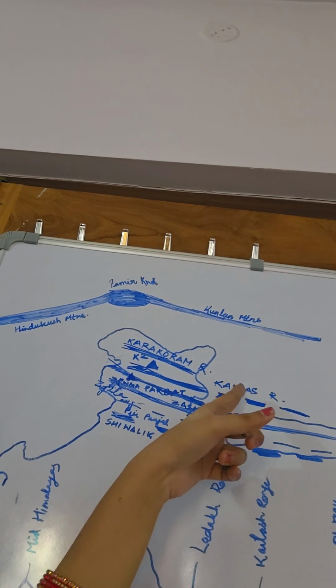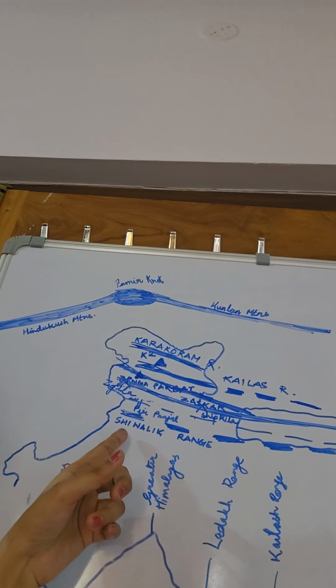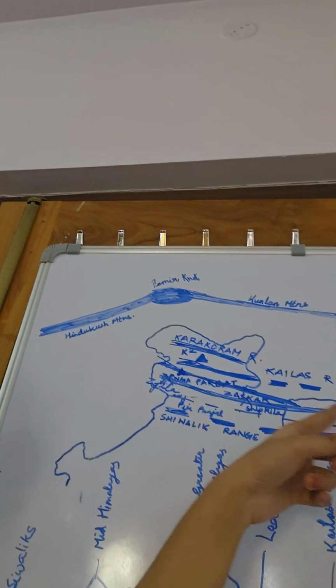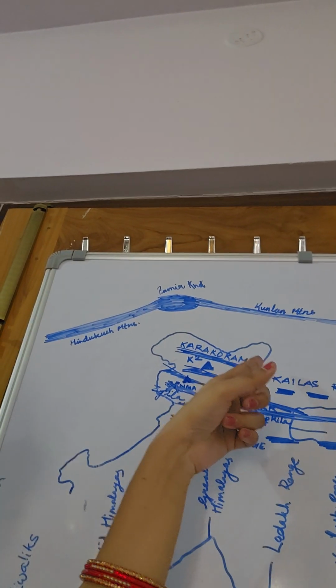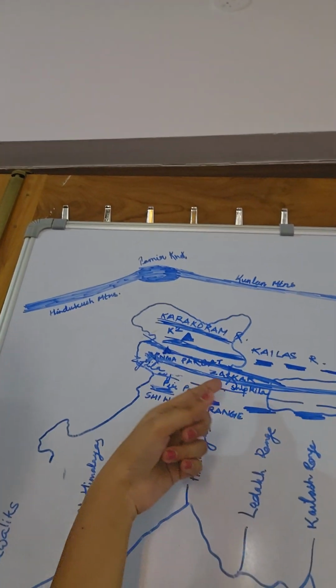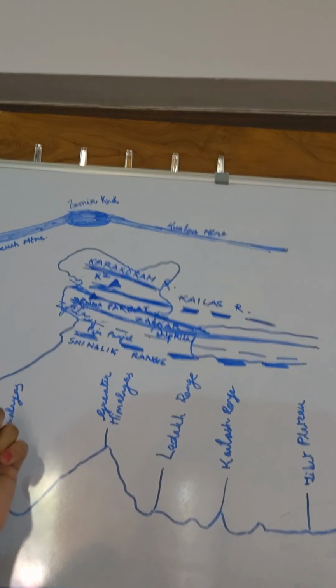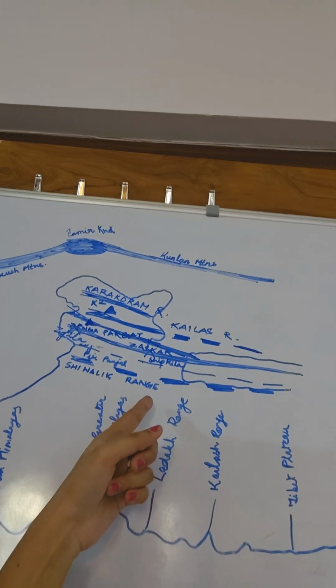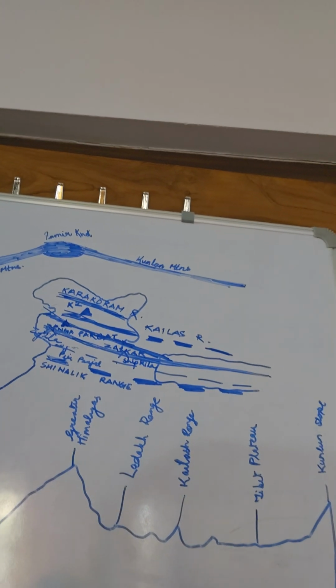So here is the Kailash range. From north to south we have the Greater Himalayas. All these are the Greater Himalayas: the Karakoram range, the Ladakh range, the Zaskar range, the Kailash range. This lies in the Greater Himalayan region. Then we have the Lesser Himalayas. Then in the southernmost region, we have the Shivalik range.